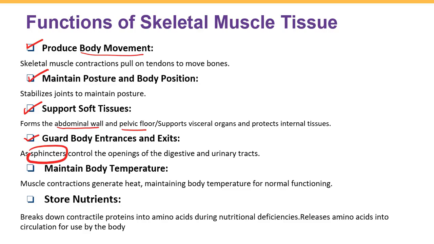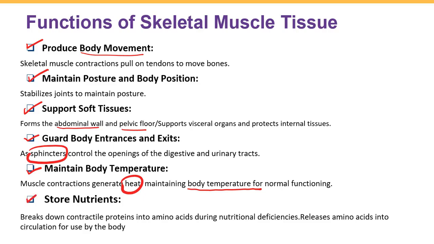Next, it also maintains the body temperature. That is very interesting. When your muscles contract, they generate heat. In fact, muscle activity is one of the main ways your body stays warm. So when you're cold and start to shiver, that's your skeletal muscles working hard to raise your body temperature. So skeletal muscle tissue is going to maintain the body temperature, which we need in our body for normal functioning.